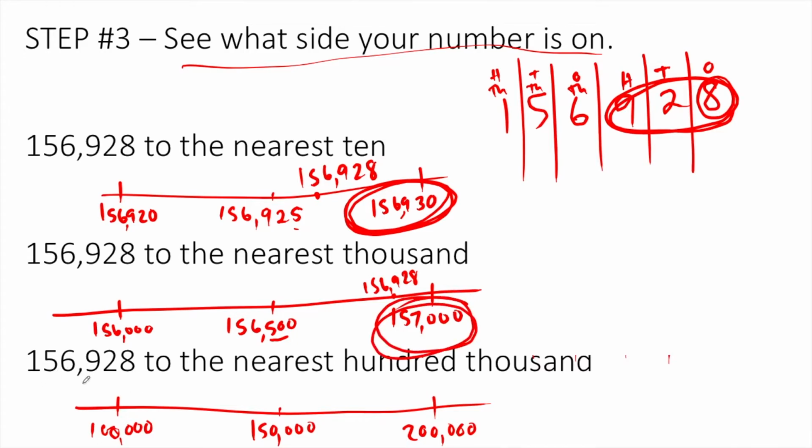And last one, 156,928. Now we're comparing this whole bit to 50,000. What side does it go on? What is my number closer to? It's bigger. It goes here. So it's closer to this one.